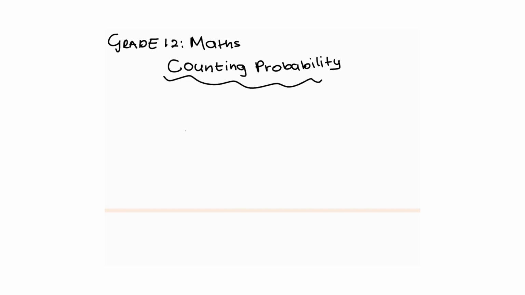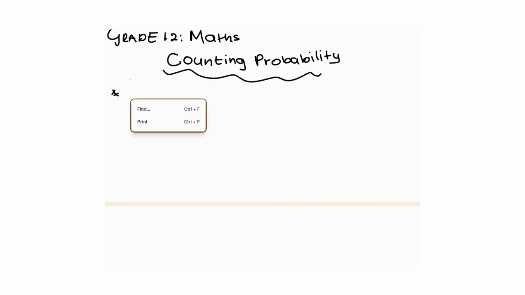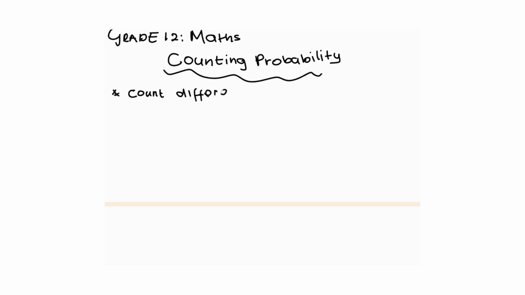When we talk about counting probability, we sometimes call it counting principles. So you're looking at the techniques that we use to count different arrangements or different assortments.